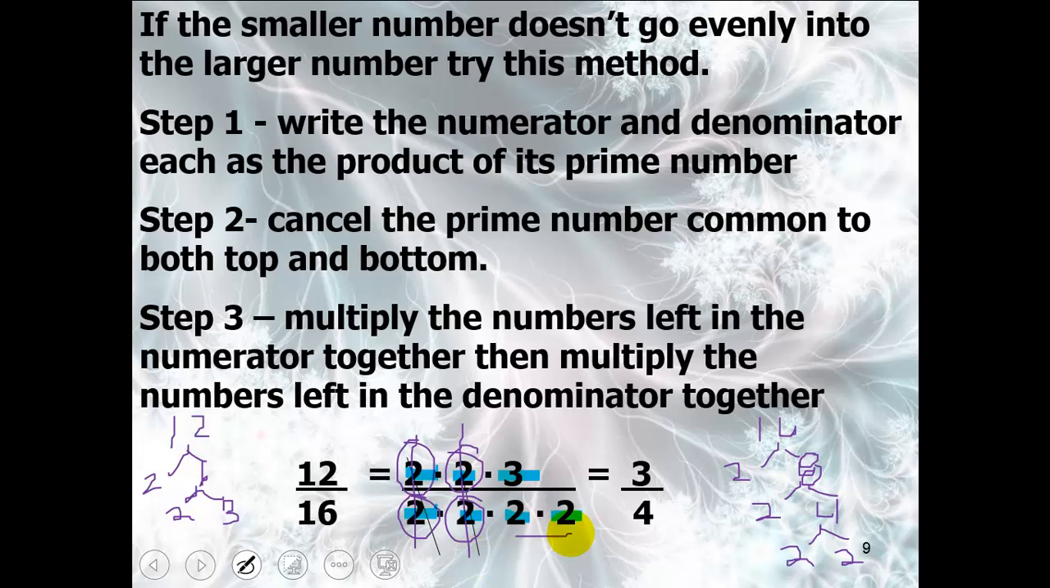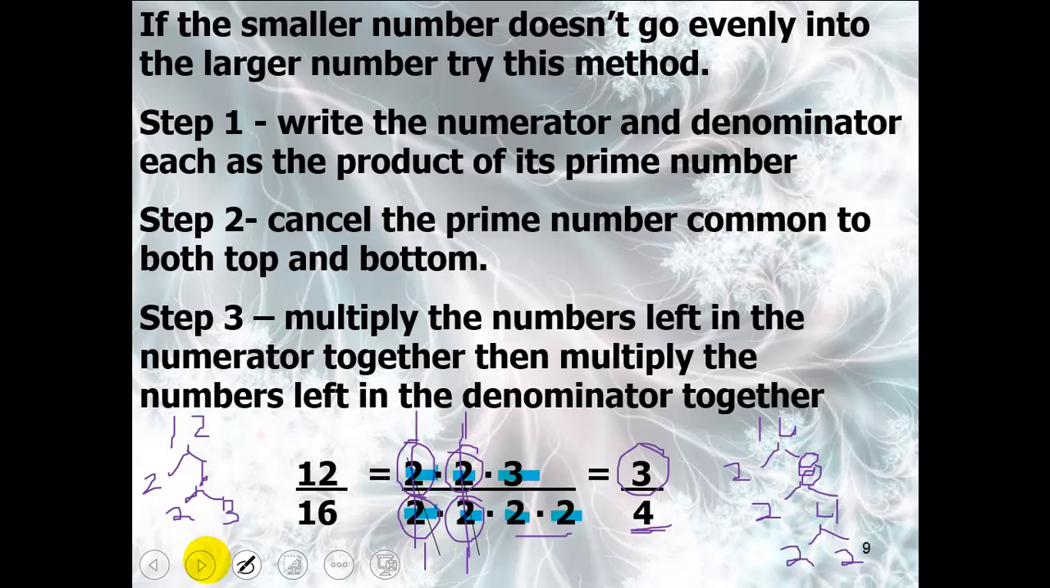So now I'm left to step 3, which is multiply the numbers left in the numerator together. Well, these become 1 when you cancel. So I have 1 times 1 times 3, which is just 3. Then in the denominator, both of these became 1. 1 times 1 times 2 times 2 is just 4. And my answer is 3/4.